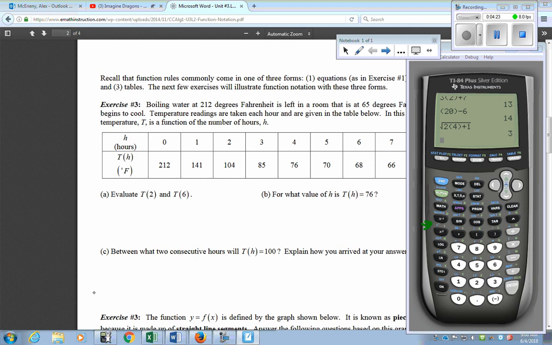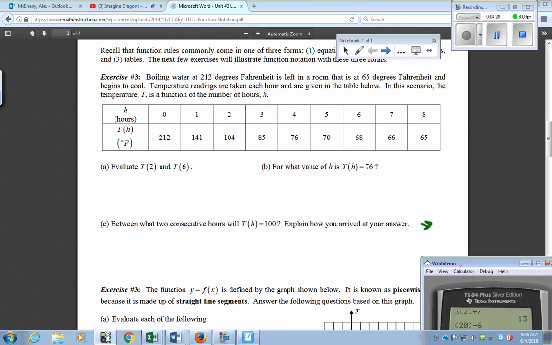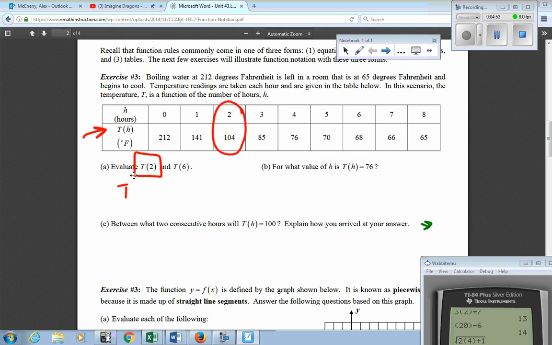So we have a table that talks about boiling water. We have the temperature of boiling water in a room that happens to be 65 degrees. Pretty much what you're looking for is you're going to use the table of values. They want you to evaluate T of 2, which means, in our expression, T of 2 would be looking to find the answer when you put in 2 hours. You go to 2 hours. So if I put in 2 hours, which would be the x value, then I would get out 104 for the temperature.